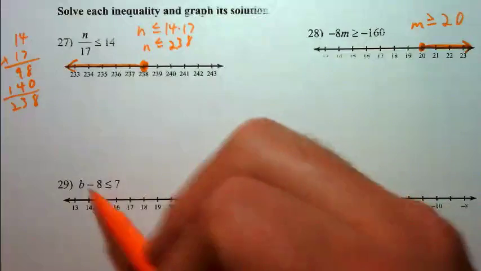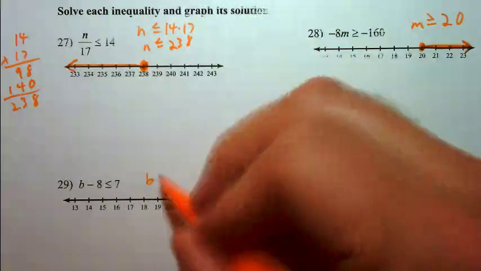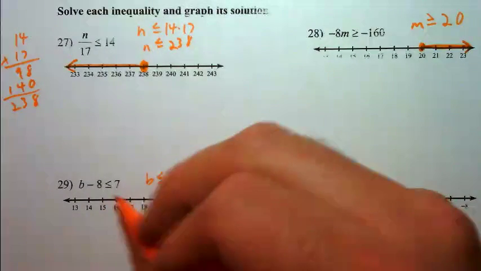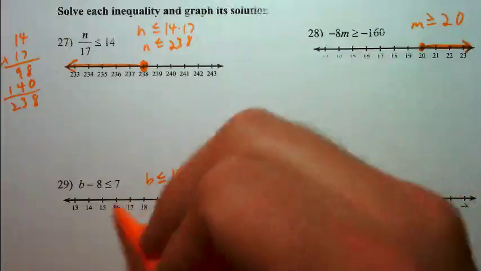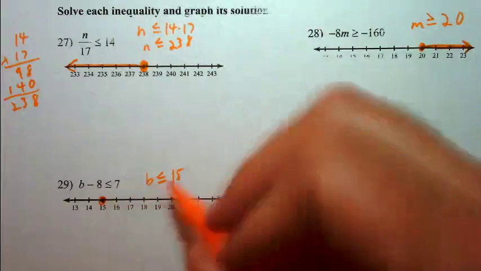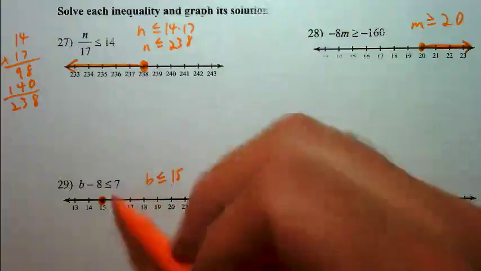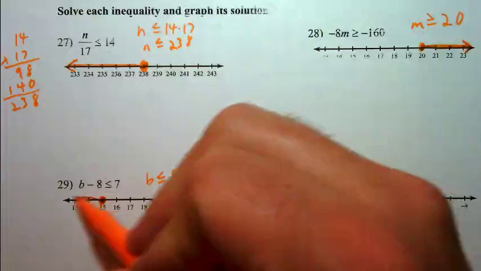On this one, bring the 8 over by adding. So b is less than or equal to 7 plus 8, which is 15. So starting at 15, again, we have a closed circle because it has the "and equal to" sign, and everything less than, so we're shading to the left.